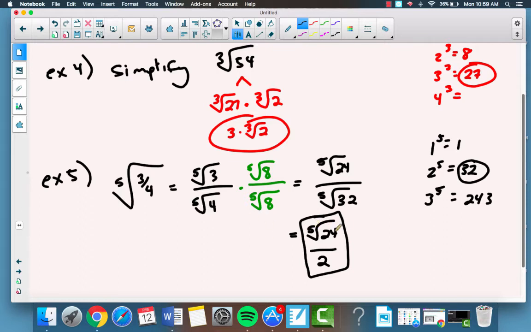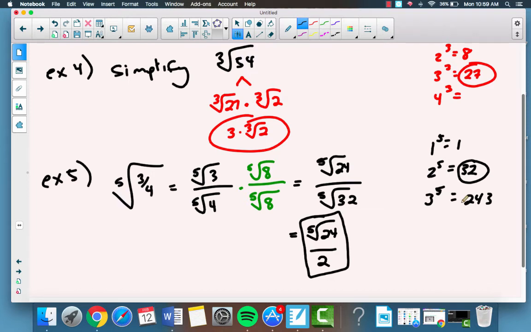And notice there's no numbers you can break 24 down into that have fifth roots. That's why we have to leave it on the top, unlike example 4 where we could break it into something that's simplified. So sometimes you're going to be able to break them down, and sometimes you won't. The more you practice knowing your roots, the easier and quicker this will be.